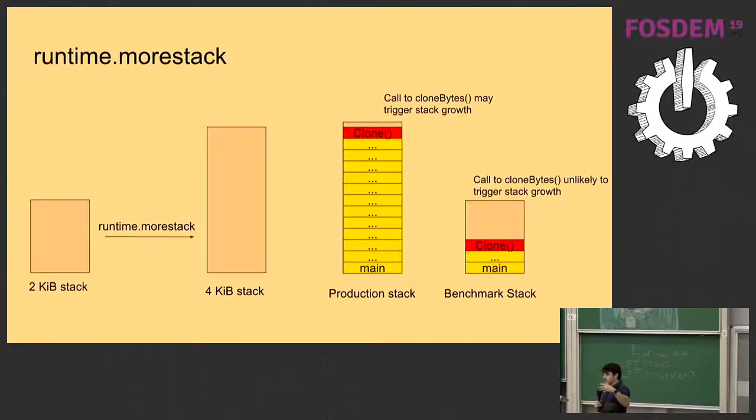And then when you call a function, the runtime checks if you have enough room left on the stack to call the function. If you don't, it allocates a new stack twice as big, copies all the stack frames, and then resumes execution. So our new theory was that in production, our call stack was so deep, and we were right on the edge, that when you called clone, it would push you over the edge, and you'd allocate like a 4-8 kilobyte stack, which is expensive. And in the benchmarks, the stack was really shallow, so you wouldn't do that thing.